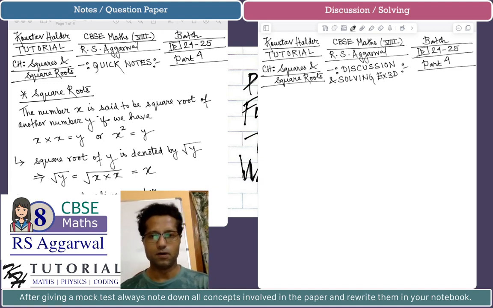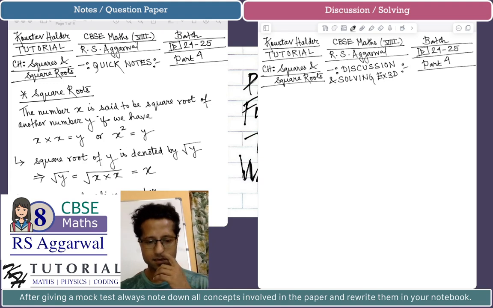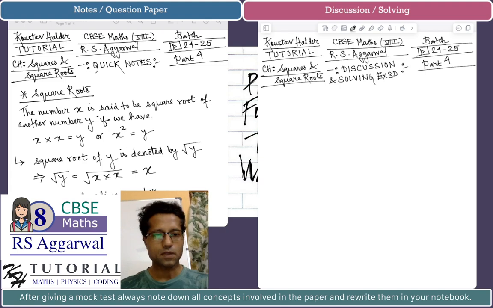So in this video we will learn about the square root of a number. Now what is a square root of a number? A positive number x is said to be the square root of another positive number y if we have x multiplied by x equals y. So if x multiplied by x, or x square, equals y, then we say that x is a square root of y.